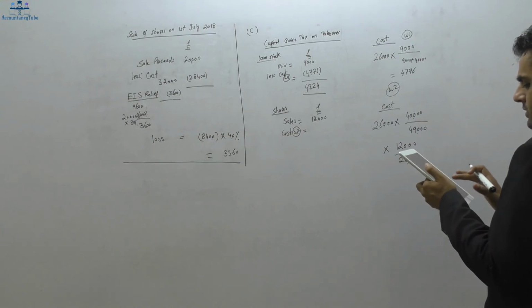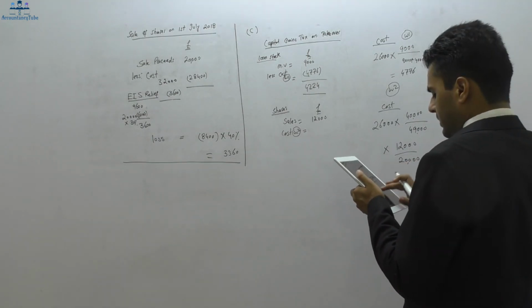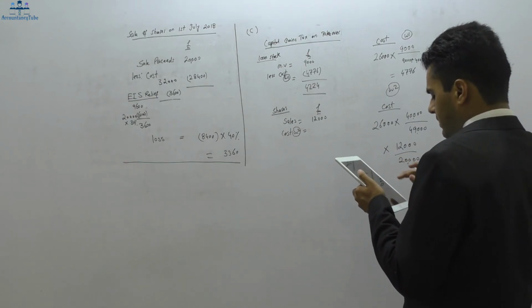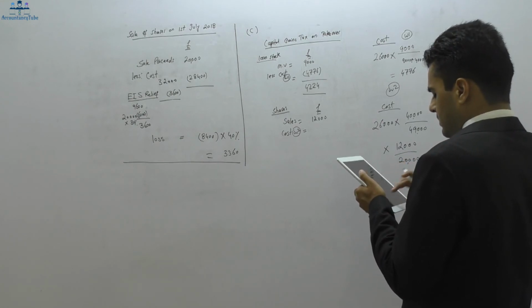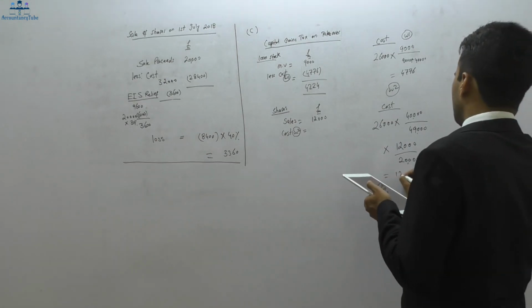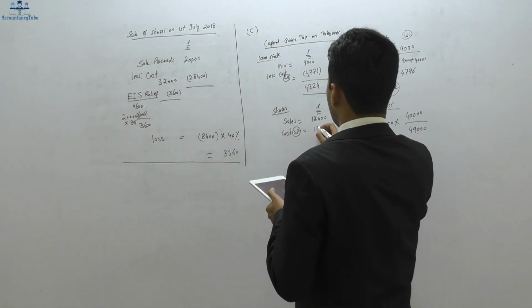So let's do it on the calculator. Just bear with me 1 second. So £26,000 times 40 over 49 times 12 over 20, 12,734. So this 12,734 will be deducted out of this one.